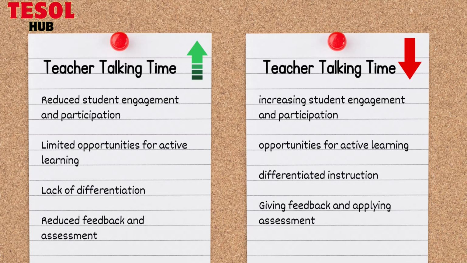But when we reduce the teacher talking time, we increase students' engagement and participation. And we give them opportunities for active learning. And also we differentiate the instruction because we care about the different levels that we have in the classroom. And we give feedback and apply an assessment by asking them some CCQs, giving them activities to discuss together, like think, pair, share, like turn and talk. All these activities are very important in the classroom. So this is the solution for this problem.